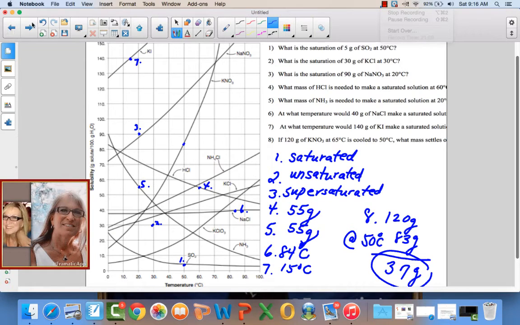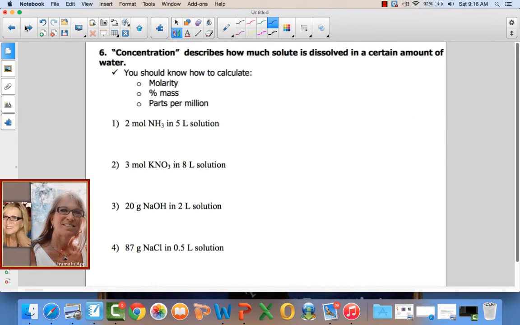Okay, so that's a review of the solubility curves table. Let's move along to some math that you have to know for this unit. Things that you should know that describe solutions and concentrations are molarity, percent mass, and parts per million. So I'm going to do a couple problems in each of those.